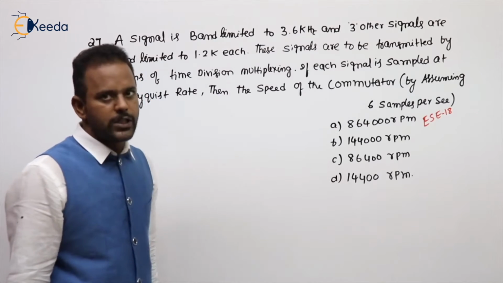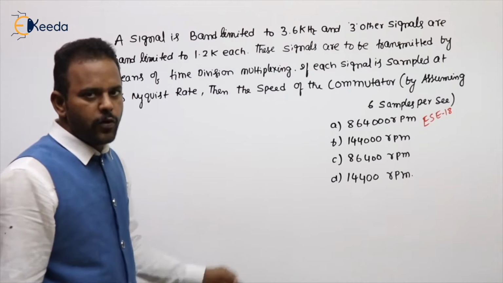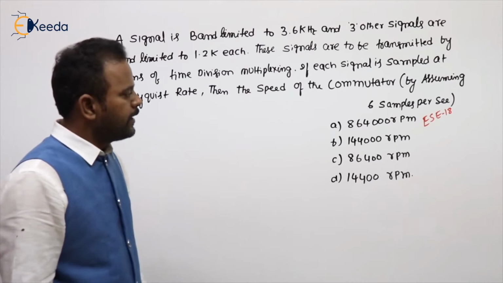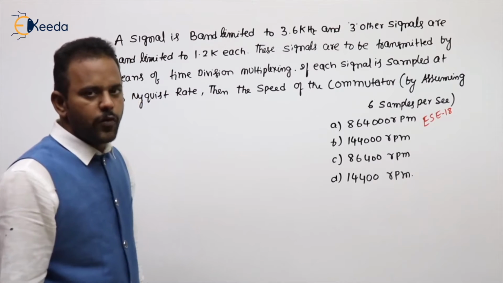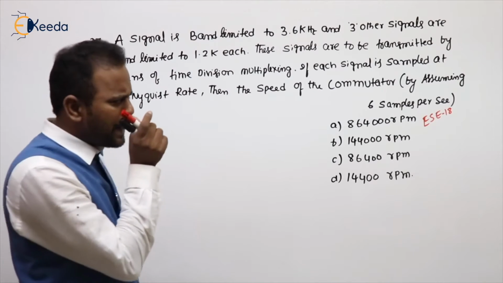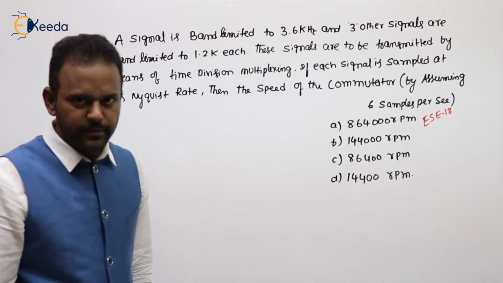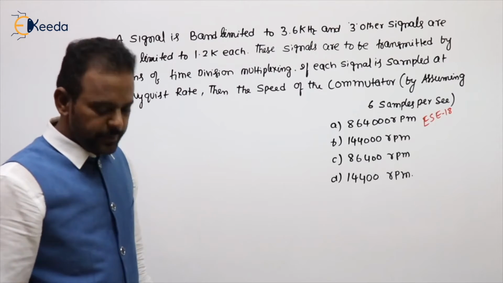Option A 864,000 rotations per minute, RPM. Option B 144,000 RPM. Option C 86,400 RPM. Option D 14,400 RPM. All options are very close. A small mistake will make a wrong answer here.